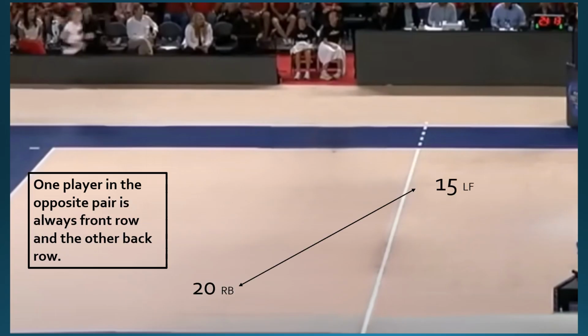If we advance 2 more spots, we'll see that number 15 will have rotated to left front, and number 20 will have rotated to right back. And again, they are still opposite to each other. And this illustrates another point, that in an opposite pair, you'll always have one of the players in front row and the other in back row.